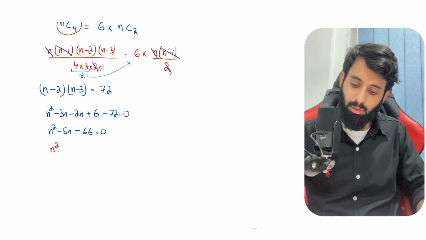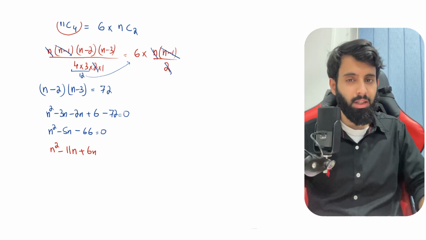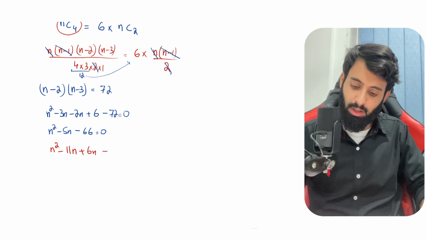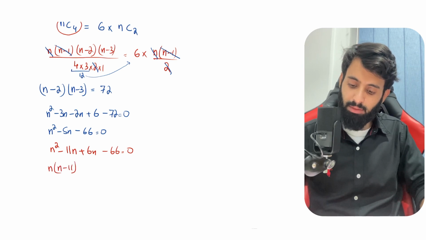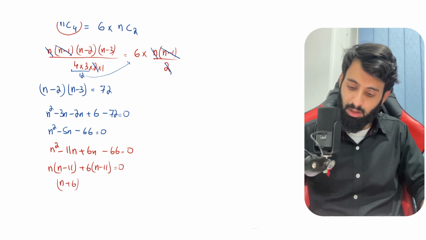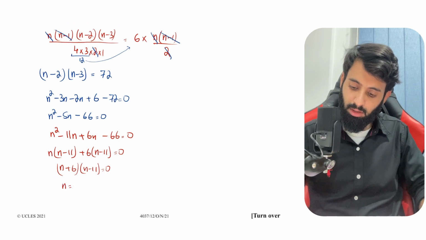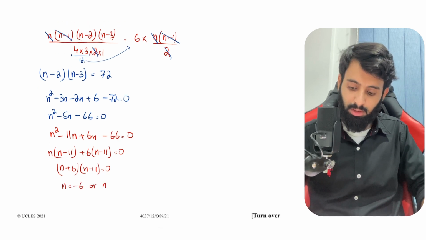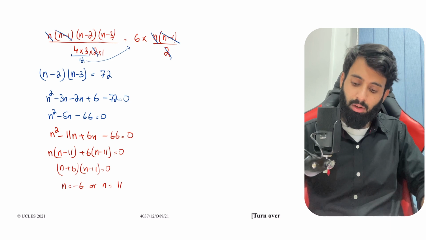So that means n squared minus 11n plus 6n minus 66 is equal to 0. Minus 11 plus 6 is minus 5. So we'll take n common here, so n times n minus 11, and then we'll take 6 common here, so we have 6 times n minus 11 again, equal to 0. So n plus 6 times n minus 11 equals 0, which means n is either equal to minus 6, which we'll see is not possible, or n is equal to 11.